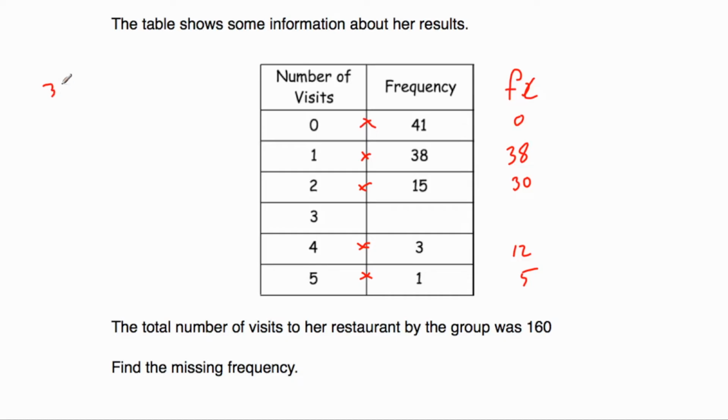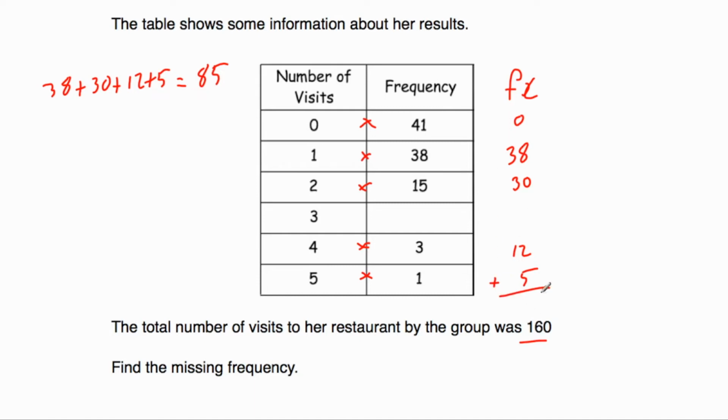So we can add up our 38 plus 30 plus 12 and plus 5. And plus 0 if you wanted to, but it's not going to change your answer. And whenever you add up those values, that's equal to 85 visits. So out of these people that we know, altogether there's been 85 visits to her restaurant, but we've been told there's 160 altogether.